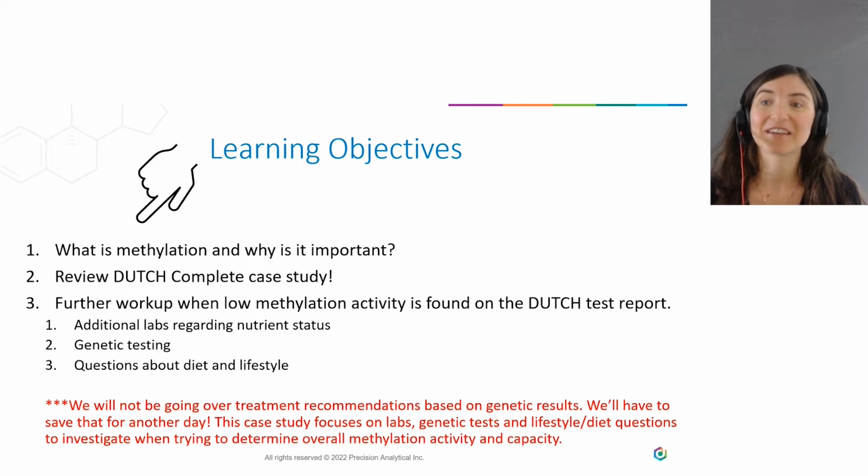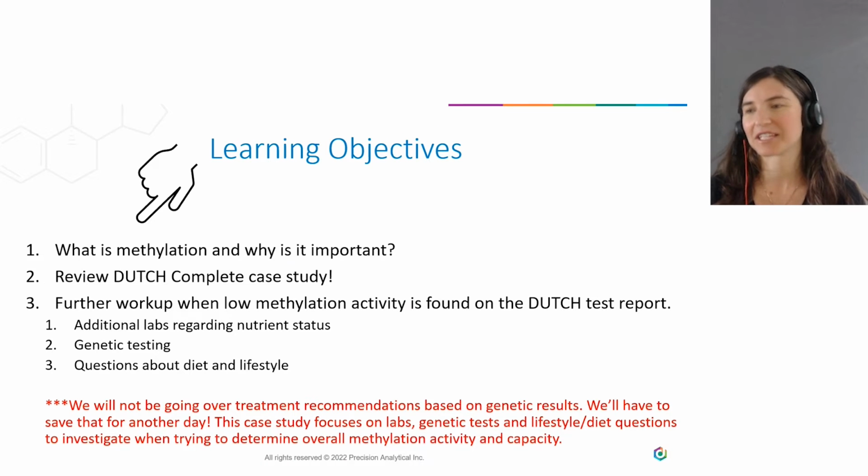So our learning objectives: what is methylation and why is it important? So we're going to start with the basics. And then we're going to jump into that DUTCH Complete case study with the young woman with the anxiety. And then we're going to talk about further workup when low methylation activity is found on the DUTCH test report. So this includes additional labs regarding nutrient status, genetic testing, and then questions about diet and lifestyle. And I just want to note, we're not going to go over the treatment recommendations for certain genetic results in this case study. That's a whole other topic. So we're going to save that for another day.